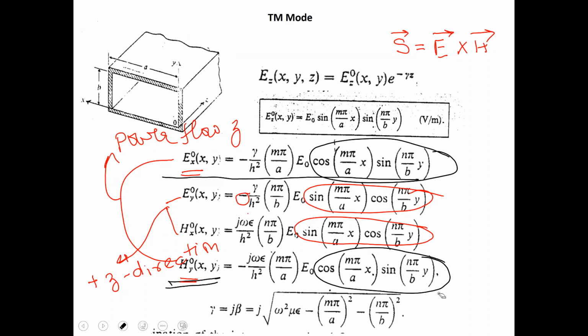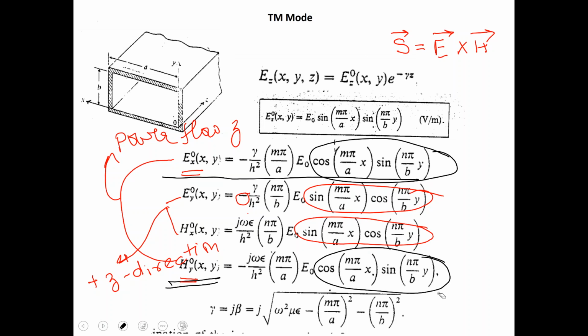In parallel plate waveguide, there was one directional confinement. So we saw (m pi by a) square showing up there. Now we have two directional confinement. So we add another effect of that. So it is (n pi by b) square. That part is again subtracted. That term is added up now.